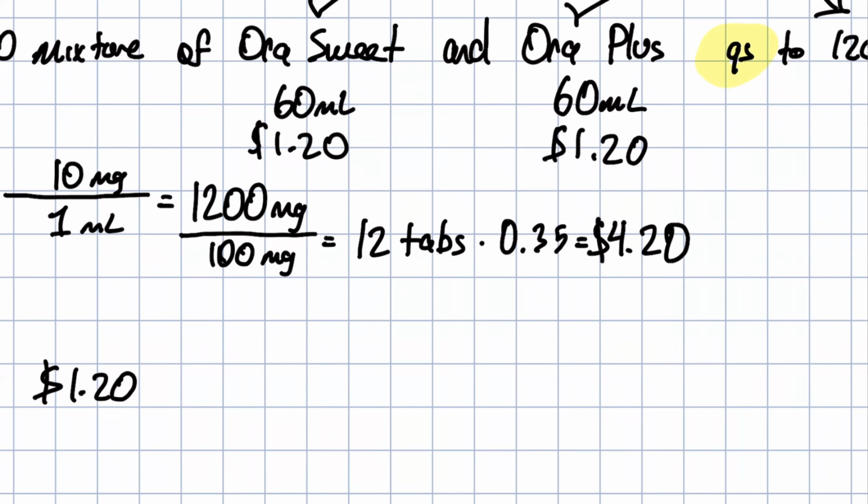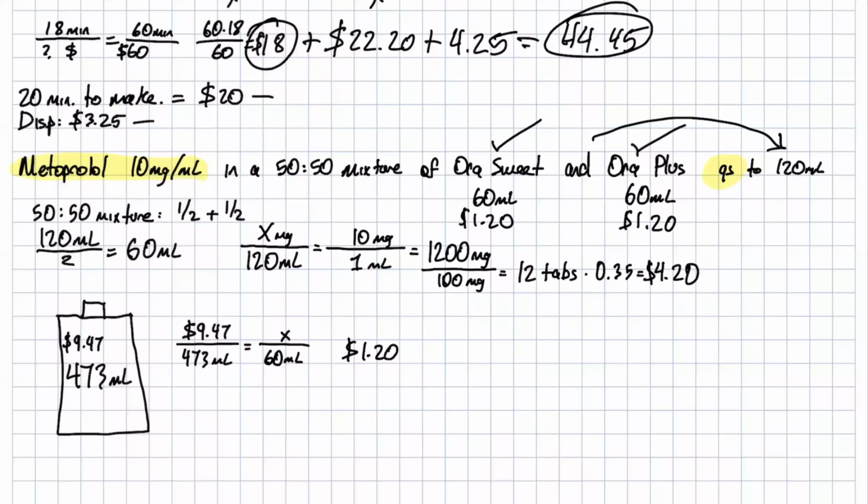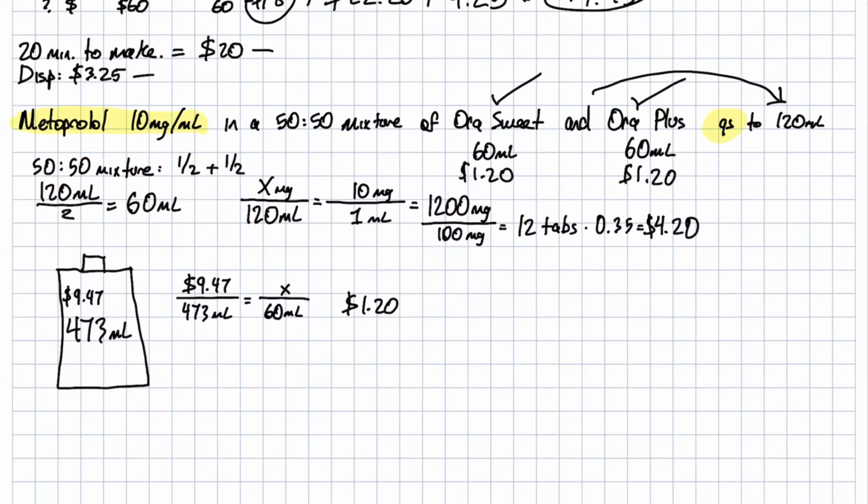Okay, so I know that was a lot of steps, but that's how we got our last component, right? We started the problem off with the 20 minutes. We have the dispensing fee, and now we have the cost of the drug. Let me highlight it in a different color. We have our $4.20 we just calculated for the metoprolol. We have $1.20 for the Aura Sweet, $1.20 for the Aura Plus. So you need to add those together. 4.20 plus 1.20 plus 1.20 is equal to 6.6.